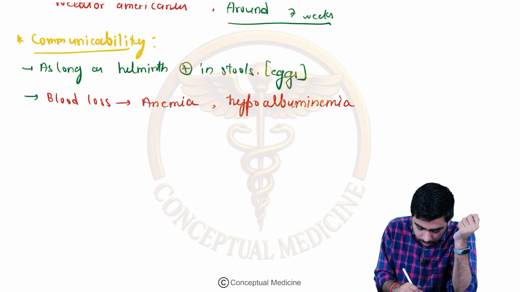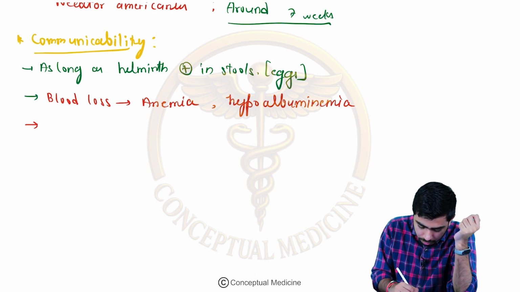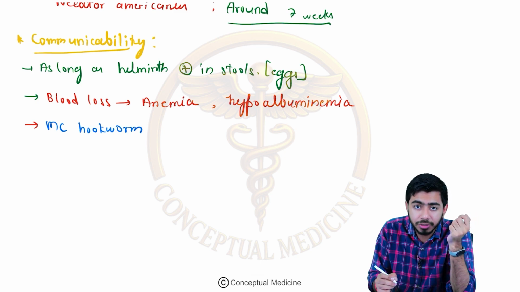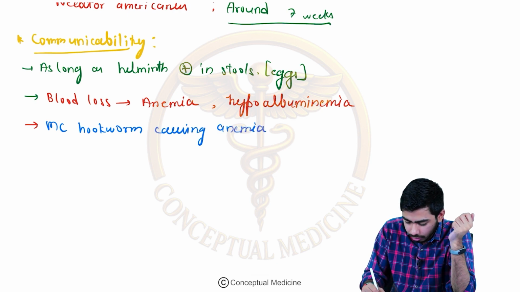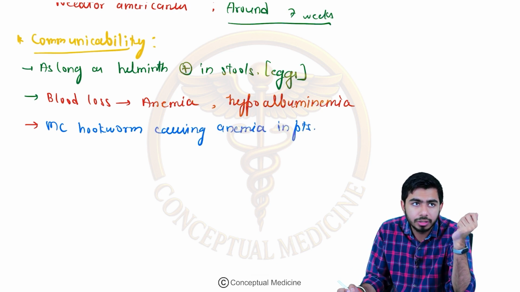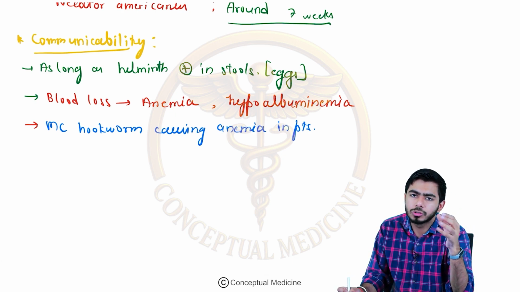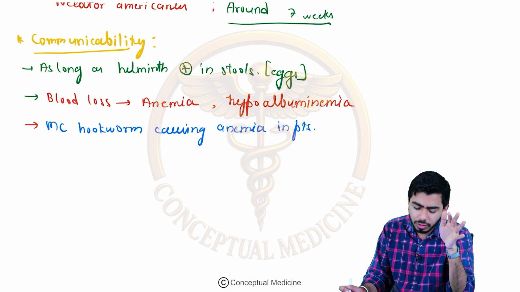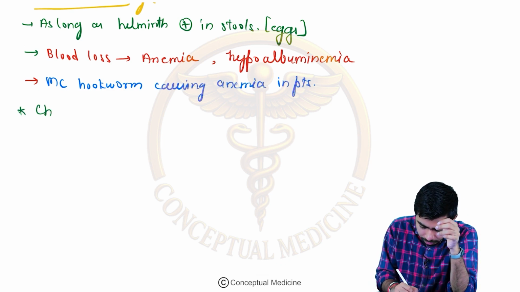So guys, this is the most common hookworm in the soil transmitted infection diseases, causing anemia in the patients. So this is the most common hookworm which is causing anemia in the community. It might be causing albumin loss or protein loss also, so might be causing hypoalbuminemia as well, right? Once we have talked about that, a very particular thing is there that is called the Chandler index.